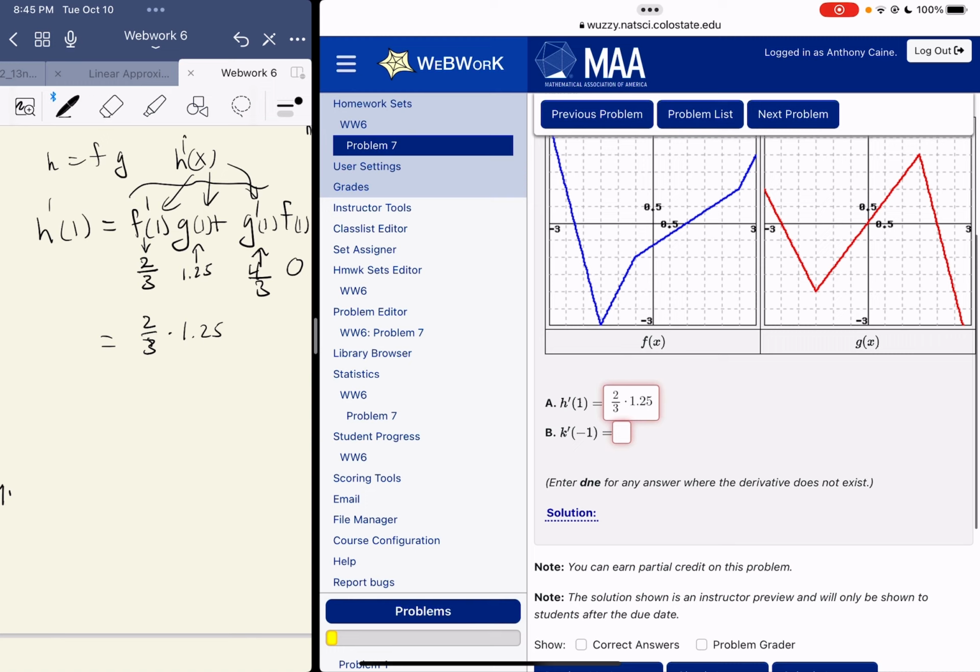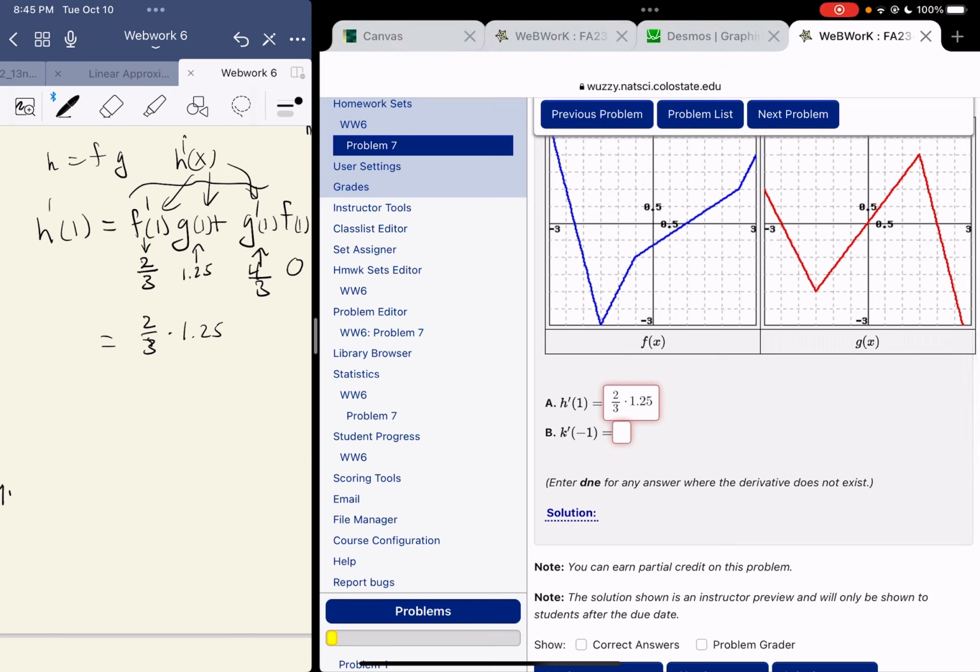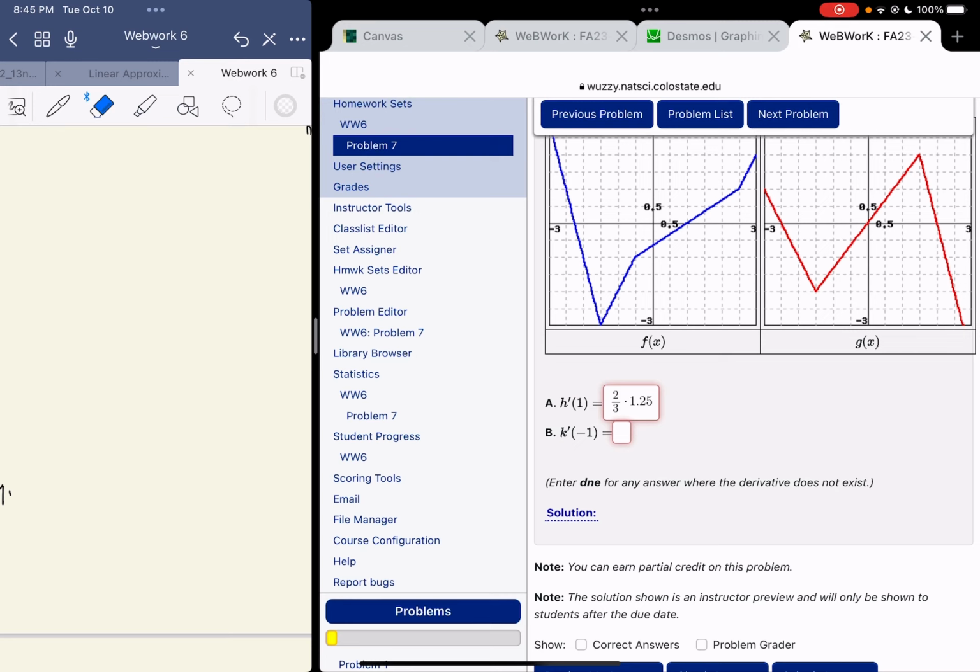So k is the quotient rule. Let's take a peek at k. k is f over g, so k prime is f prime g minus g prime f, all over g squared. If you want this at 1, you plug in 1s everywhere. Oh, so many 1s to write. I don't want to deal with it.